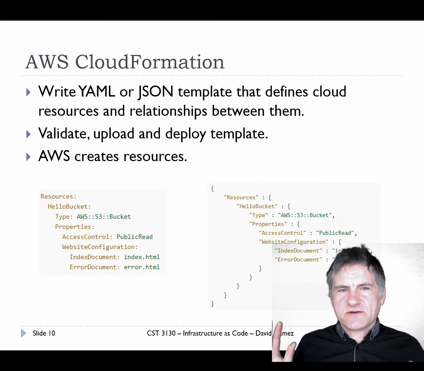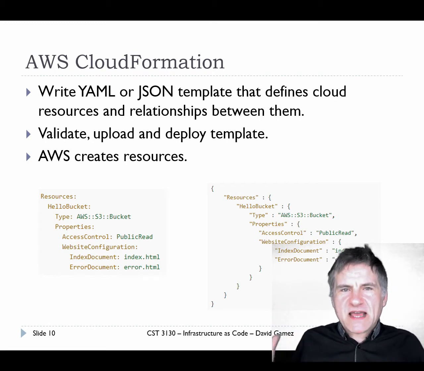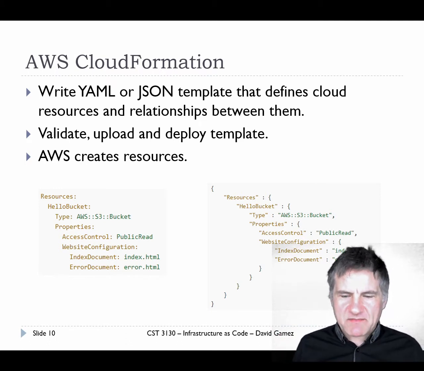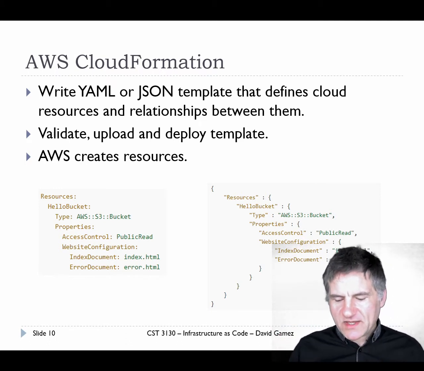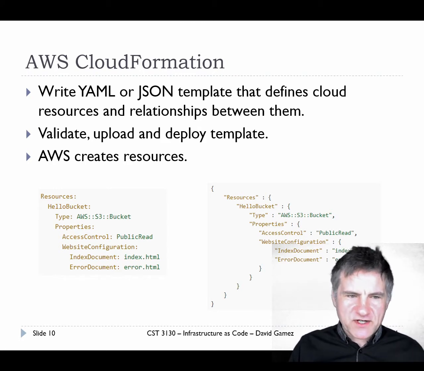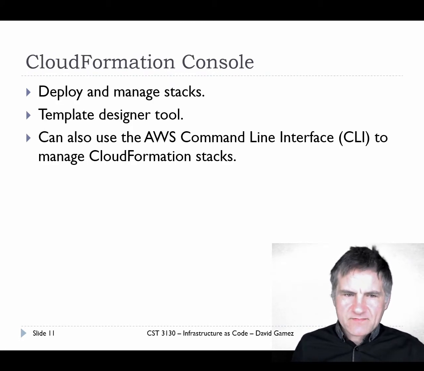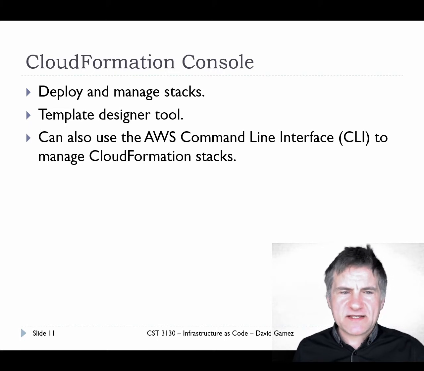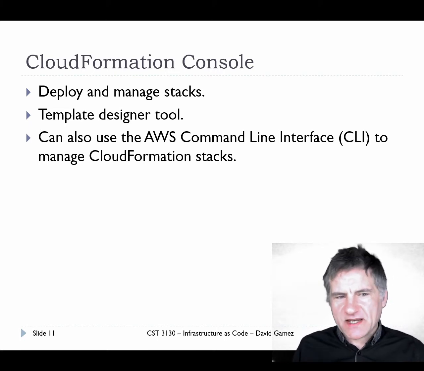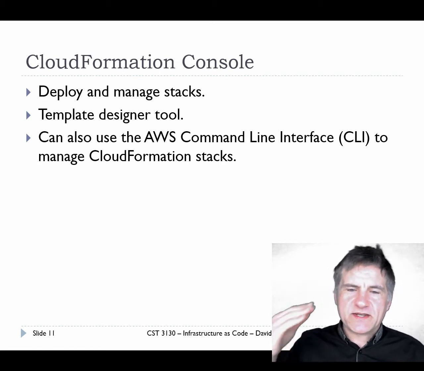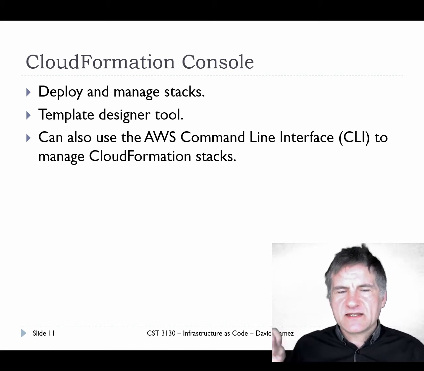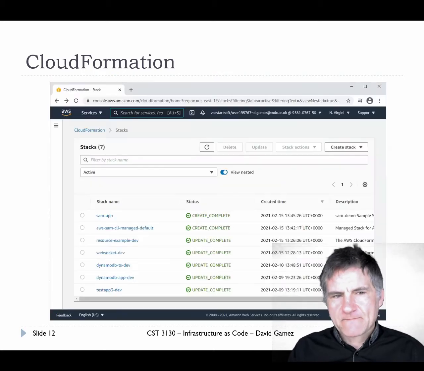So this is the most basic way, if you like, of being able to create your infrastructure by writing code. So we write these YAML templates or the JSON templates, deploy them, and then we create our infrastructure in the cloud that way, yeah? And there's a console on AWS that allows you to deploy stacks, manage stacks, and there's a fairly complicated template designer tool, or we could use the AWS command line interface to manage these CloudFormation stacks.